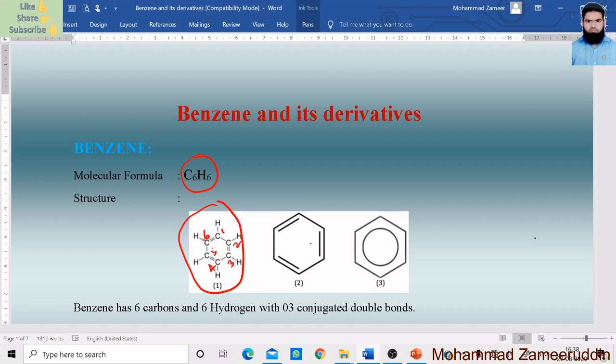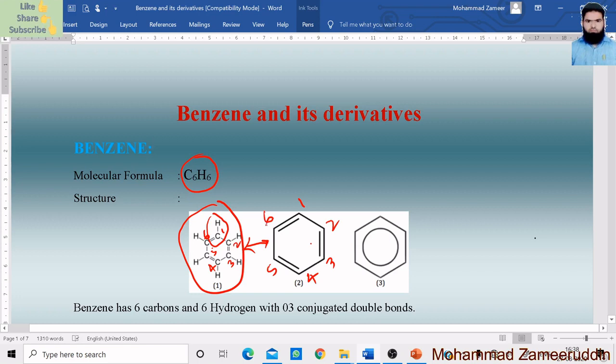Now the valency of carbon is 4. So how can 6 carbons be attached to 6 hydrogens? To solve this problem, the 6 carbons are attached in a cyclic ring form. That's why only 6 hydrogens are required to satisfy their valency. Here each carbon is satisfying the valency of 4. So we can write this structure in this form, where the 6 carbons are attached.